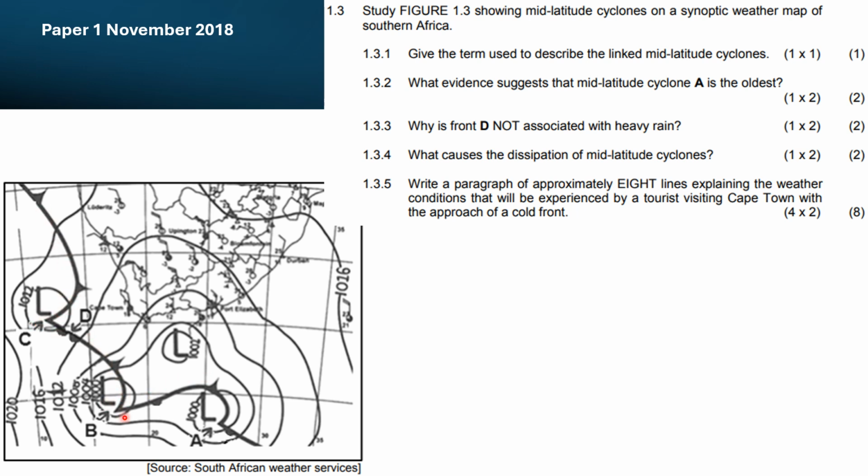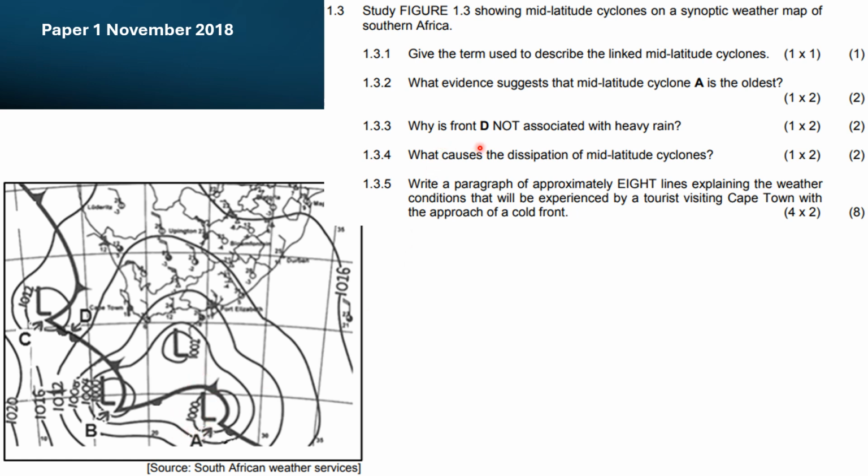The linked mid-latitude cyclones is called a family or families of cyclones. 1.3.2, evidence to suggest that the mid-latitude cyclone A is the oldest. This touches on its movement. A has moved furthest eastwards, and therefore A is the oldest mid-latitude cyclone.